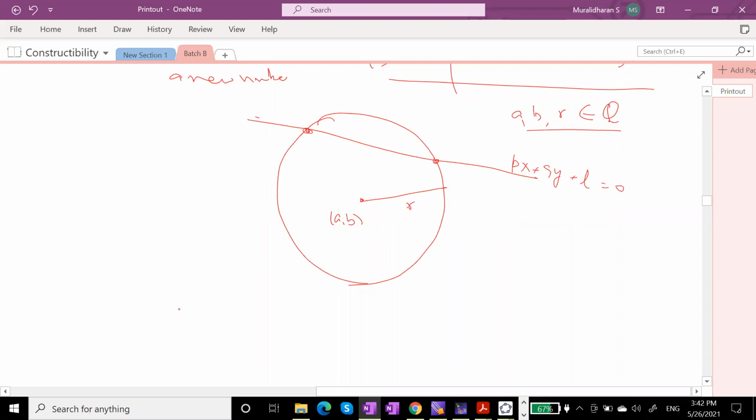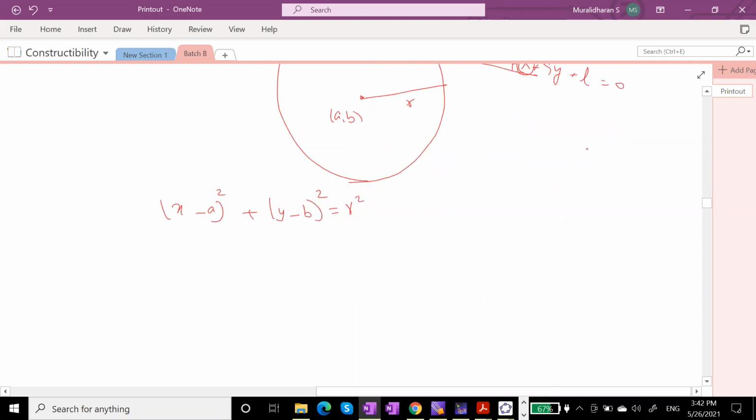So the circle equation is x minus a whole square plus y minus b whole square is equal to r square. I'm going to find what x is from these two, the x coordinate of this point and this point. So I will find y in terms of x: qy is equal to minus px minus l, so y is equal to minus px minus l by q. If I substitute, we'll get a quadratic equation only, right?